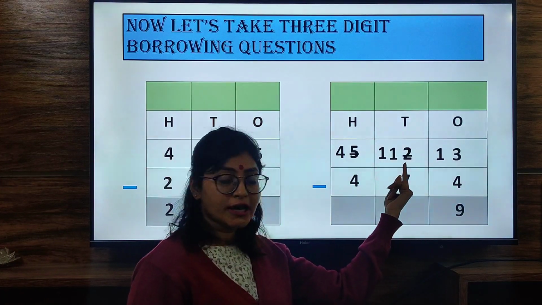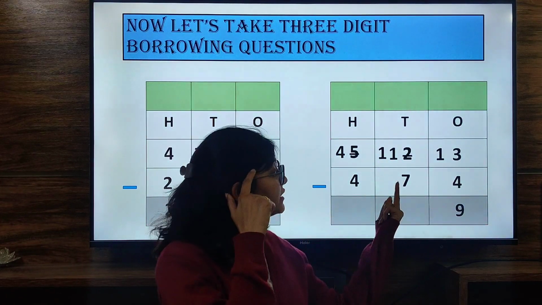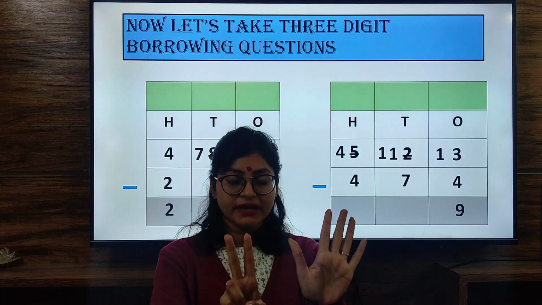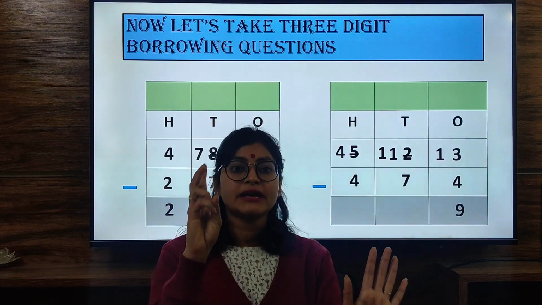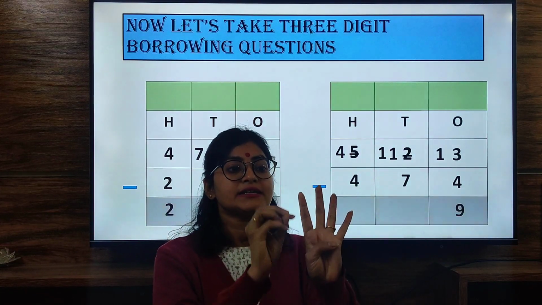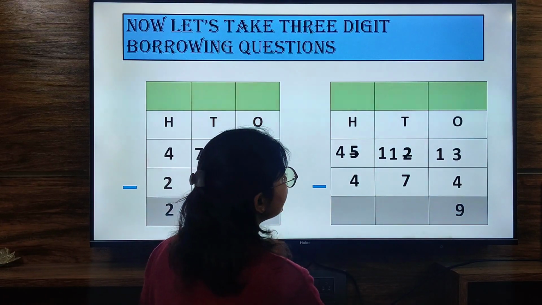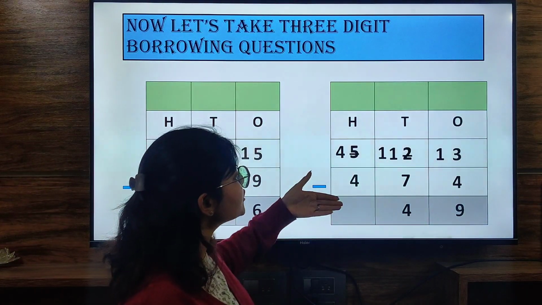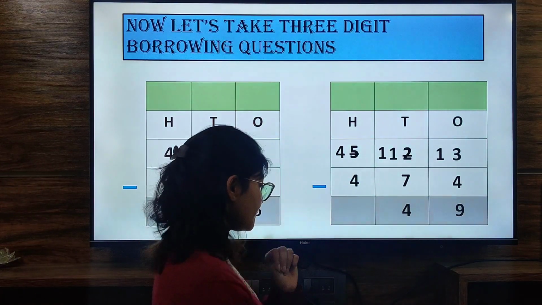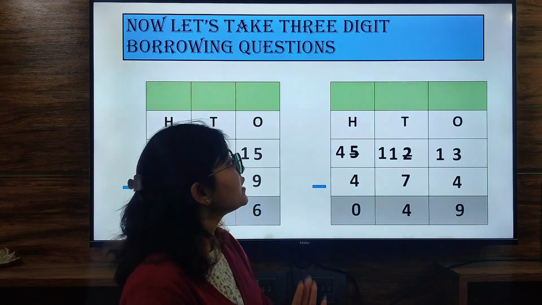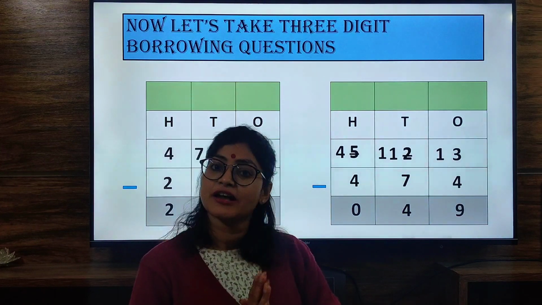So we have 11 on top and 7 on the bottom. 11, the upper number, in mind, 7, the lower number, on fingers. Now backward counting: 11, 10, 9, 8, 7, 6, 5, 4. So 11 minus 7 is 4. And in the hundreds column we have 4 and 4. So 4 minus 4 is 0. So 523 minus 474 is 49.